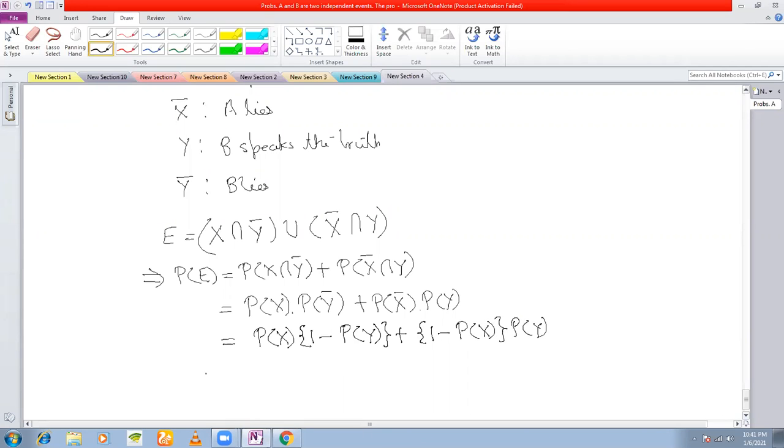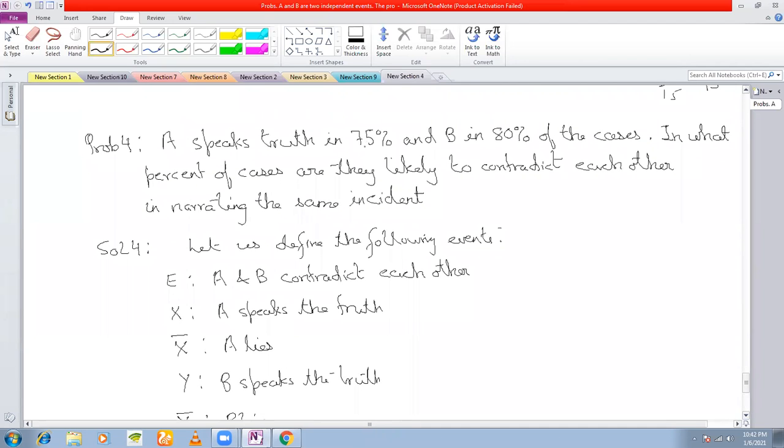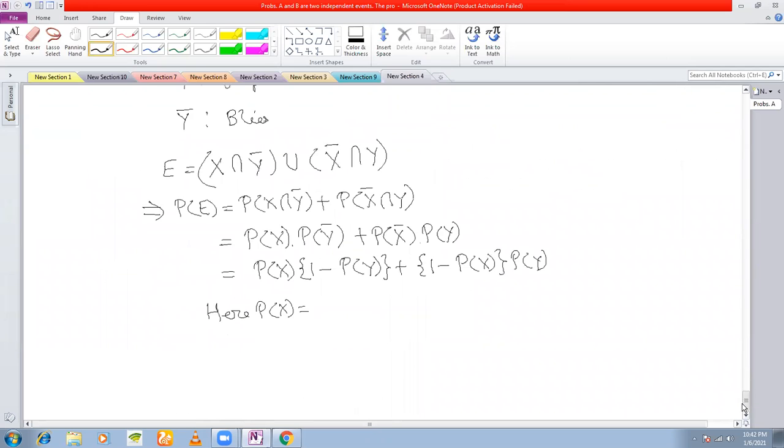Now let us calculate the probabilities. What is PX? What is the X event? X event is A speaks the truth. A speaks the truth in 75% of the cases. So what is the probability?